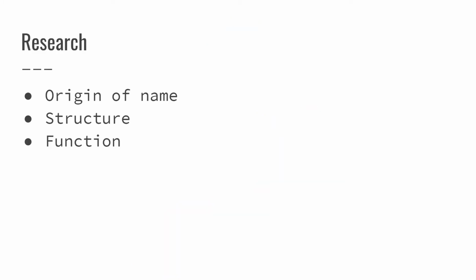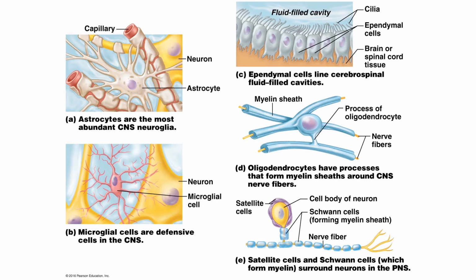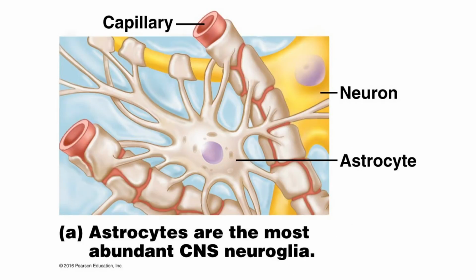So now let's take a specific look at the glial cells. We're going to talk about 6 different ones, and some of them are found in the central nervous system, CNS, and some of them are found in the peripheral nervous system, the PNS. And as we're going through them, I want us to really focus on the structure and the function.